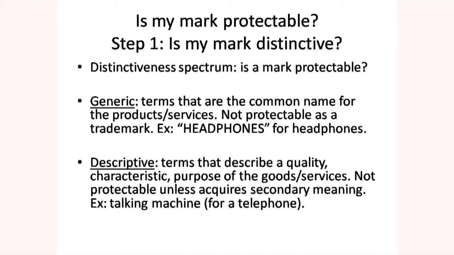The next step in the spectrum is what we call descriptive marks. So descriptive marks are what it is. They're descriptive of what it is you're selling as a product or as a service. So for example, a talking machine for a telephone. So that would be a descriptive mark. In general, descriptive marks are not protectable unless they acquire secondary meaning. And secondary meaning is something that's hard to get, and it only happens when you're able to prove that customers associate your mark with you. But as a general rule, descriptive marks are not protectable, so you want to avoid them.